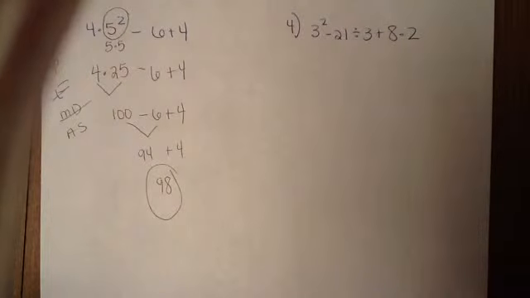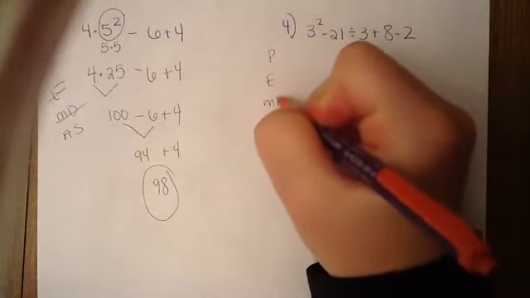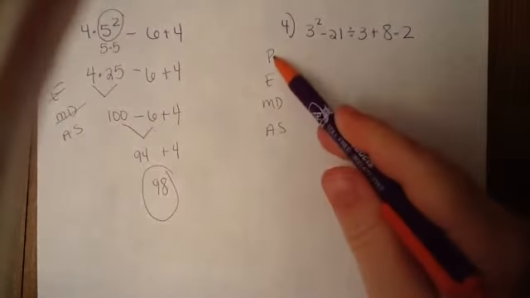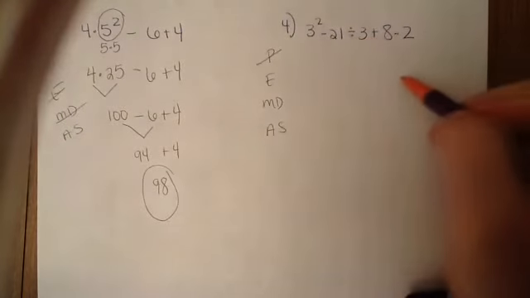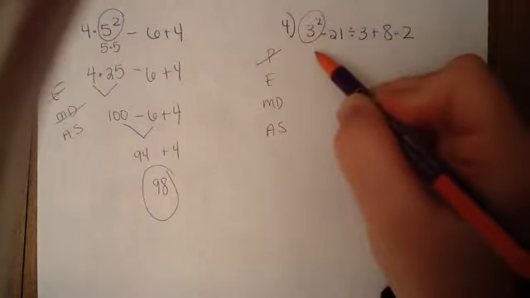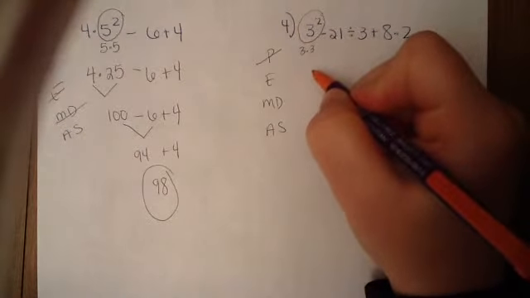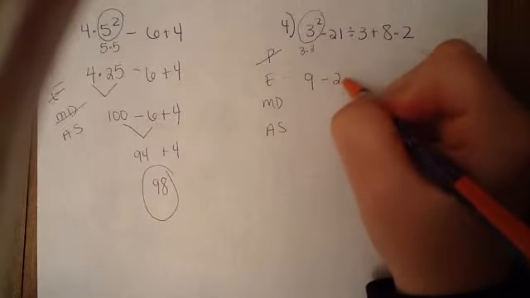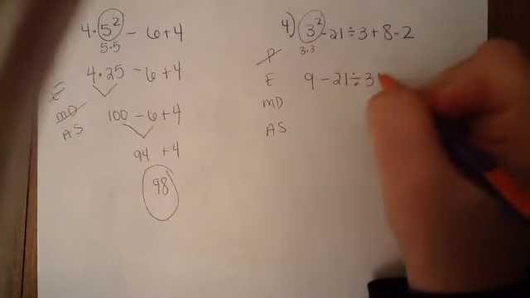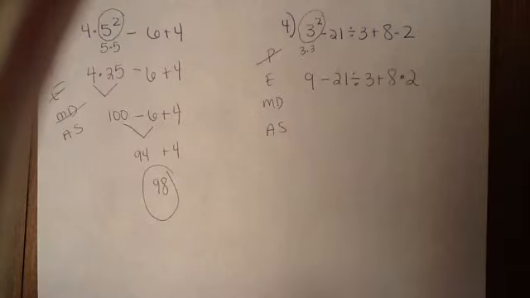Try this next one on your own. Show all your work. Use your order of operations. Let's see how you did. Any parentheses? Nope. So what did you do first? Exponents. 3 squared. 3 times 3, which is 9. Bring everything else down.